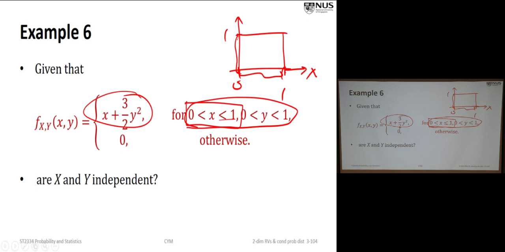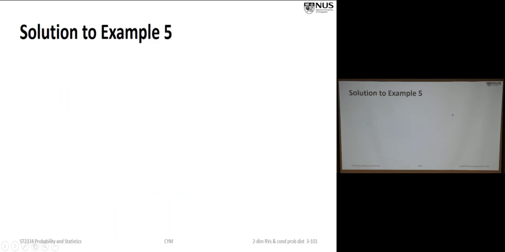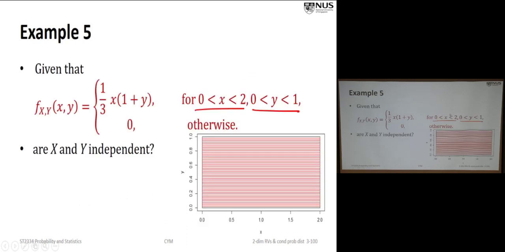So can we factorize this into two factors? This is the sum of two terms. Factorize means this times this. So we cannot factorize it into two parts. Let's go back to the previous examples that we discussed. Let's say example 5. Our answer is that x, y are independent.